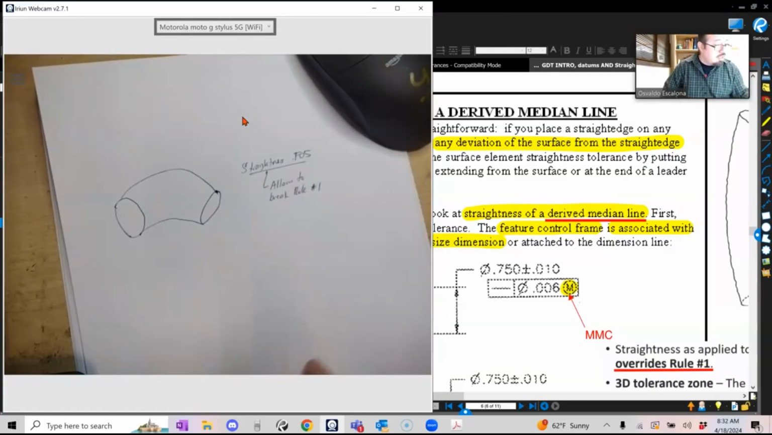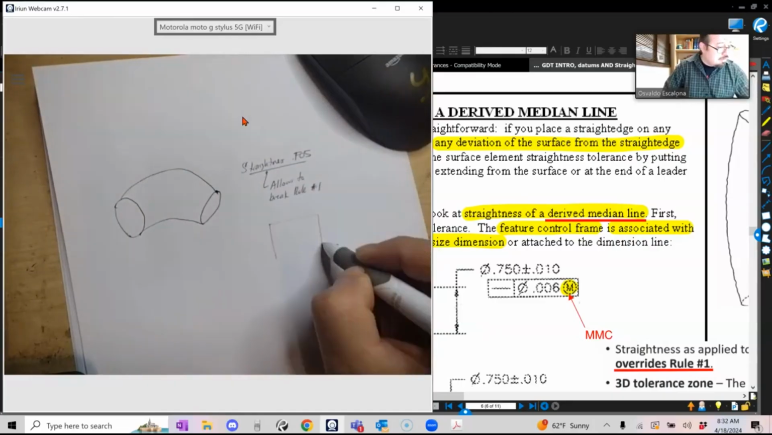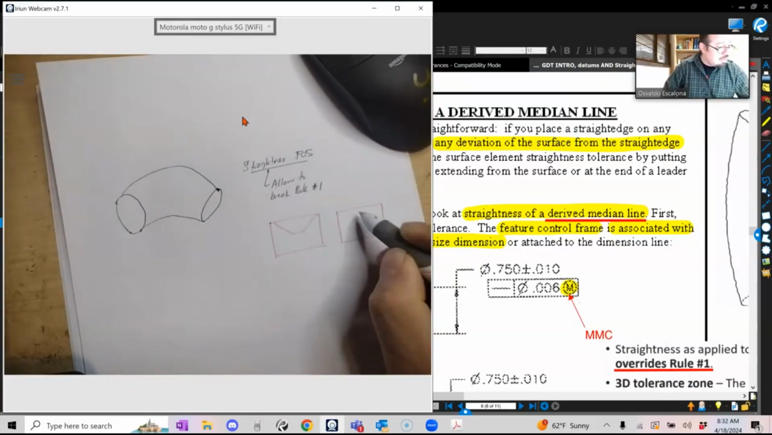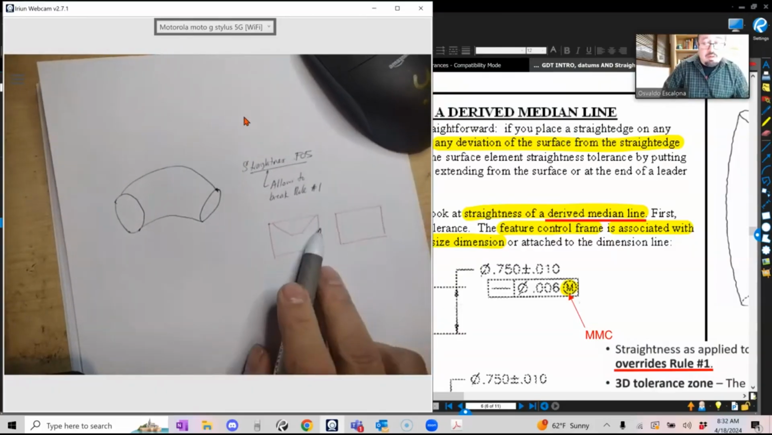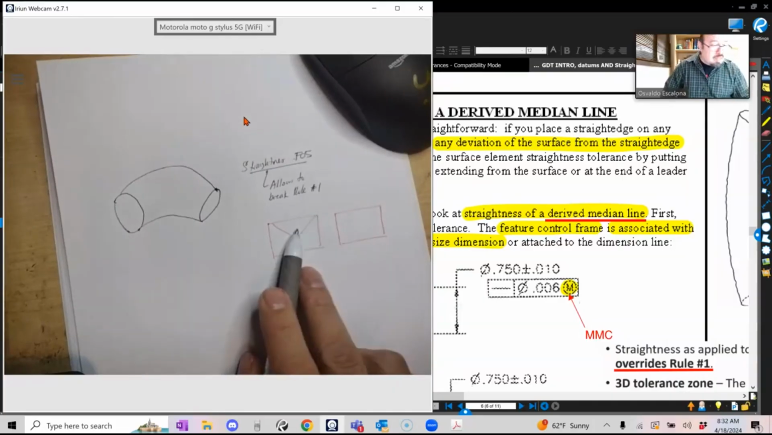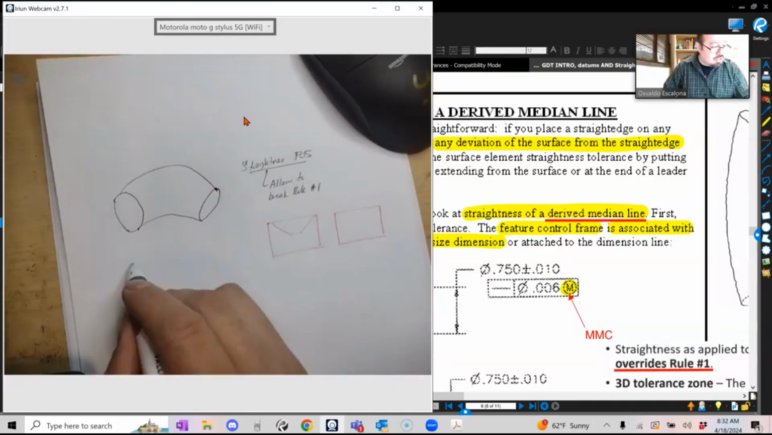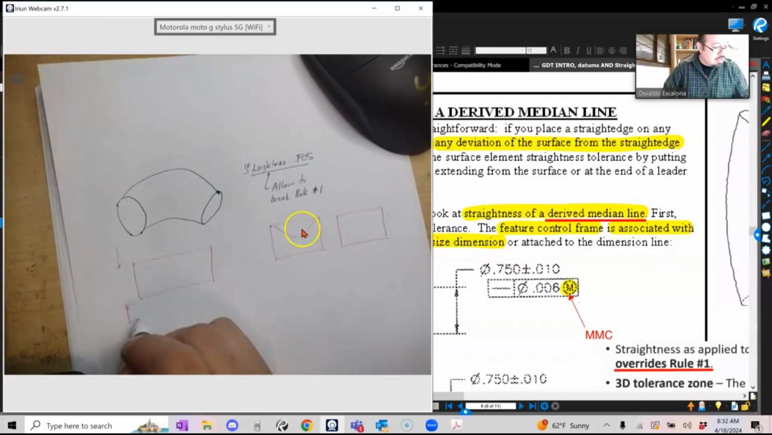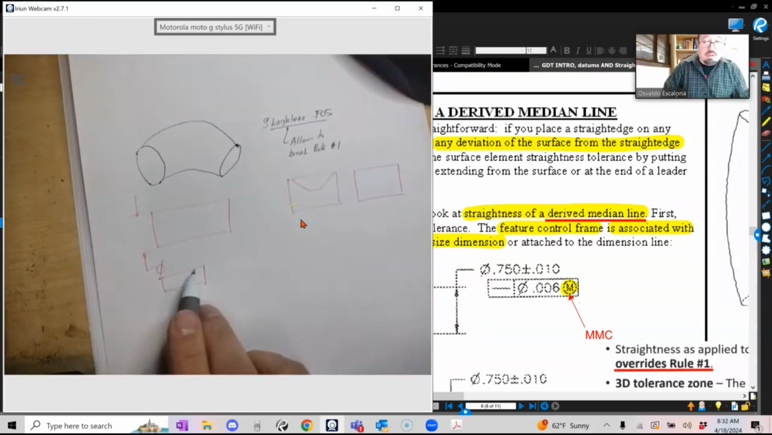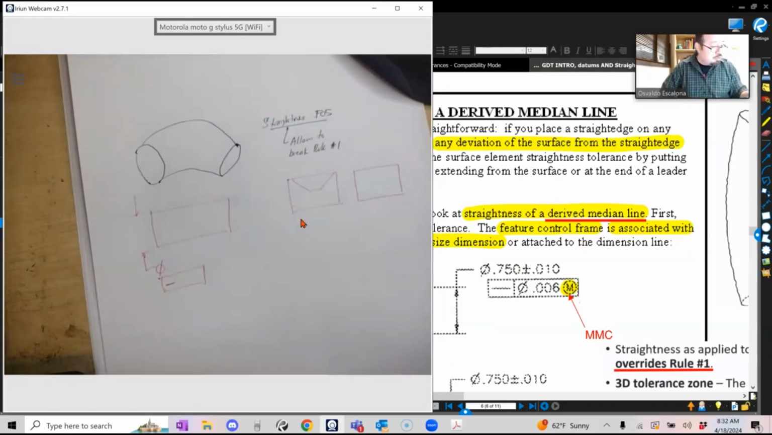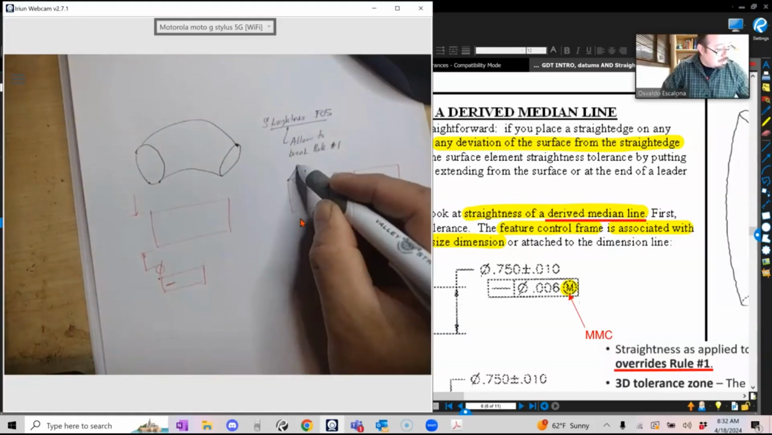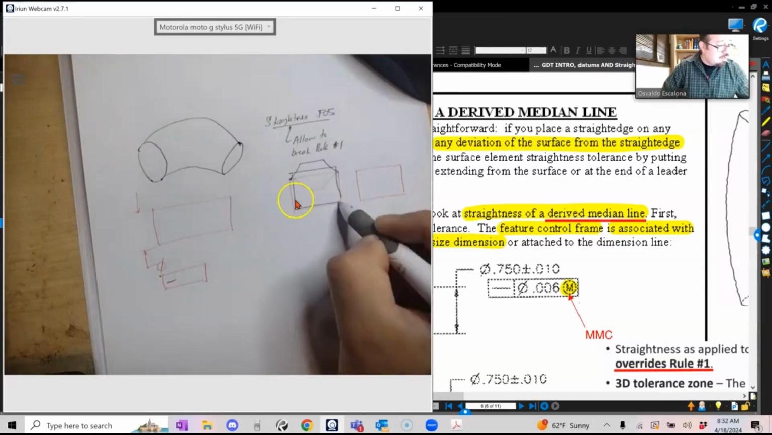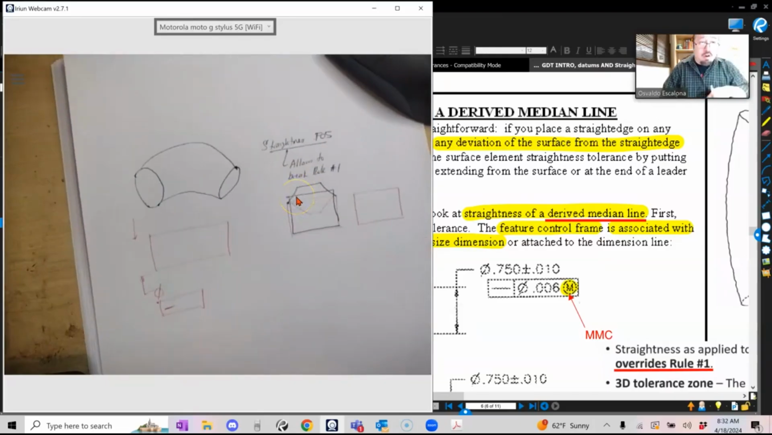Before, you were confined to the envelope, right? Before you were confined to this envelope, and then you had your part that had to be perfect at the envelope condition at MMC. Well, now, if you put this on a feature of size, which in this case is a diameter, right? So I put a dimension here, diameter, and then right next to it, I put the feature control frame and I put straightness. It allows you to open up your envelope. Now your envelope is open and allows your part to have out of straightness of the derived median line.